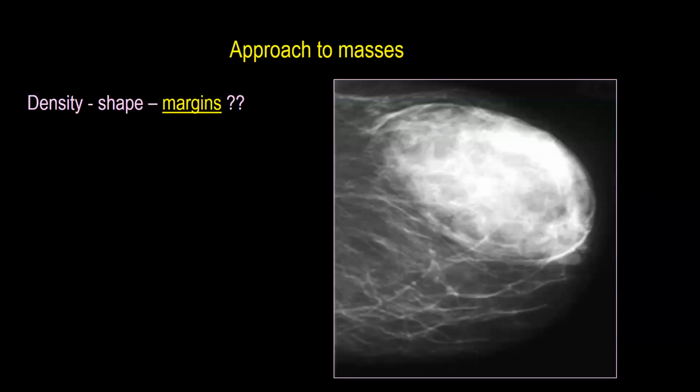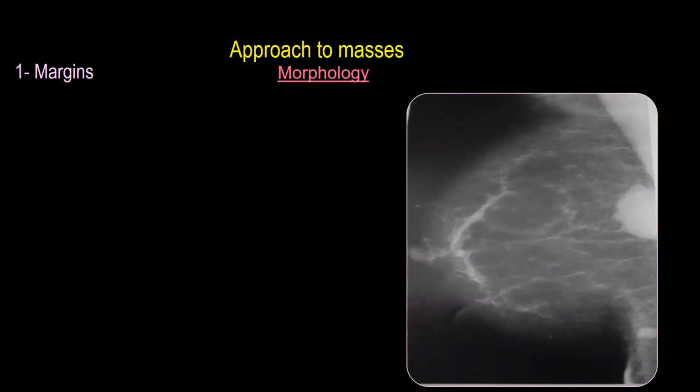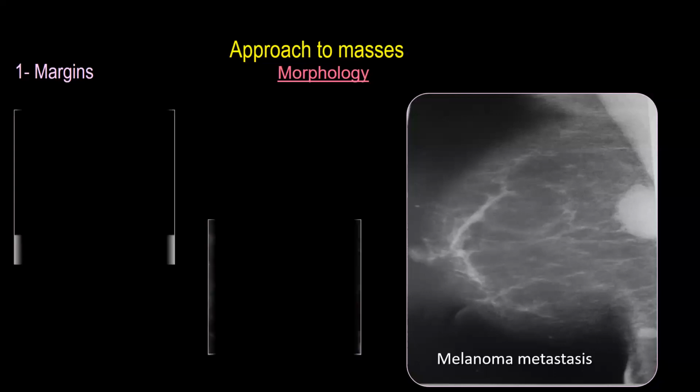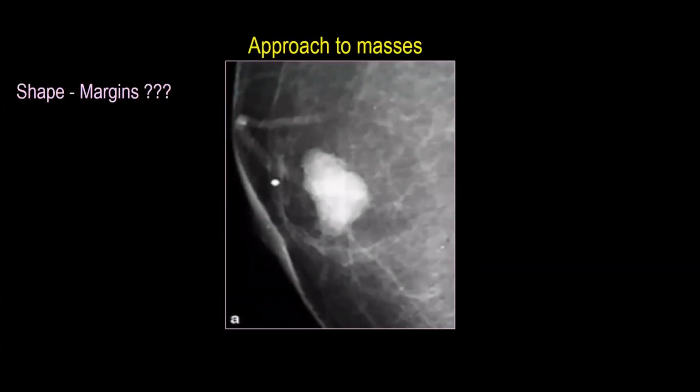Density, shape, and margins. Hamartoma. Excellent. High density. This is a hamartoma. Straightforward. This is a hamartoma. Okay, margin. Spiculated. Excellent. Spiculated and microlobulated. That is a melanoma metastasis in this case, and it has both spiculated and microlobulated margins combined.